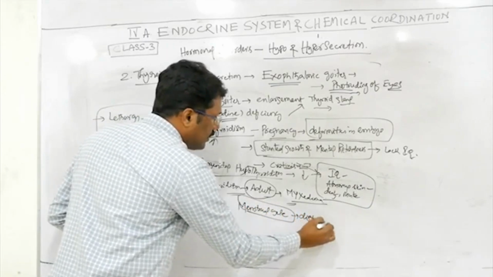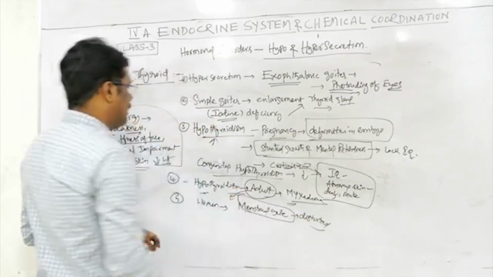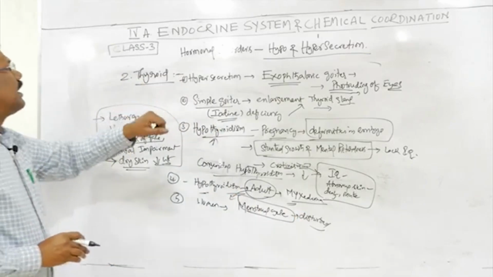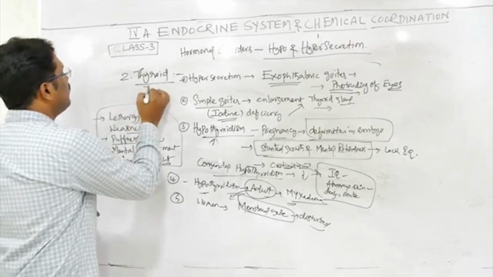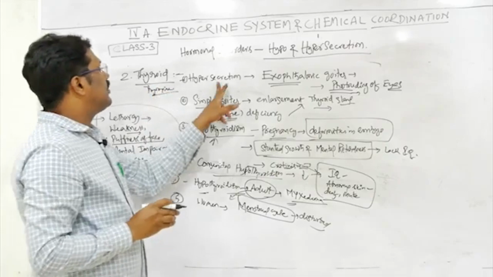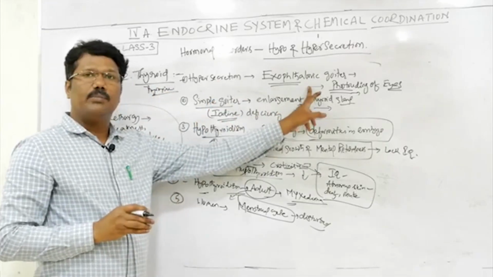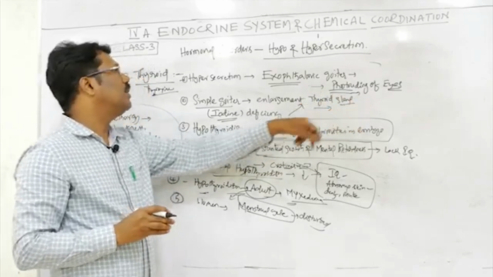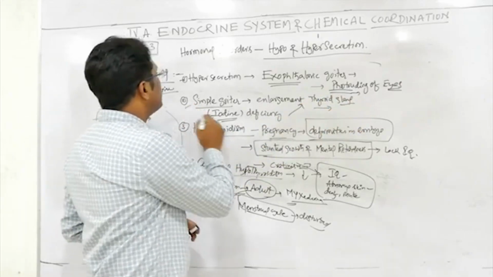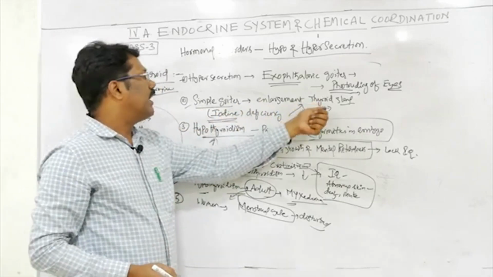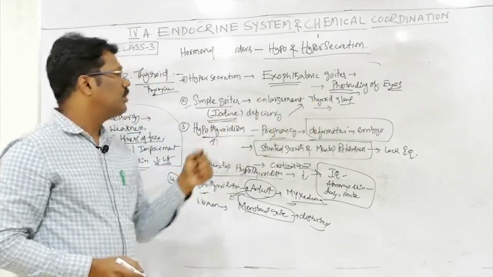In case of women with hypothyroidism. So this is all about the hyperthyroidism, that means thyroxine, which is the hormone of thyroid gland. If it is hypersecreted, it leads to exophthalmic goiter, that is the protruding nature of the eyeballs. And second one is due to the lack of iodine, it leads to enlargement of thyroid gland, which we call it as a simple goiter.